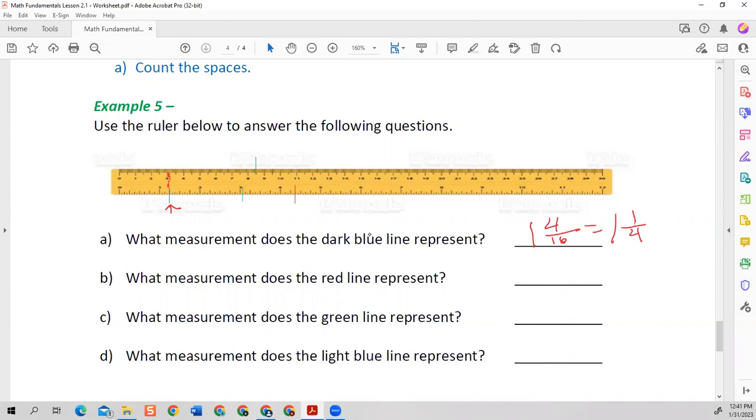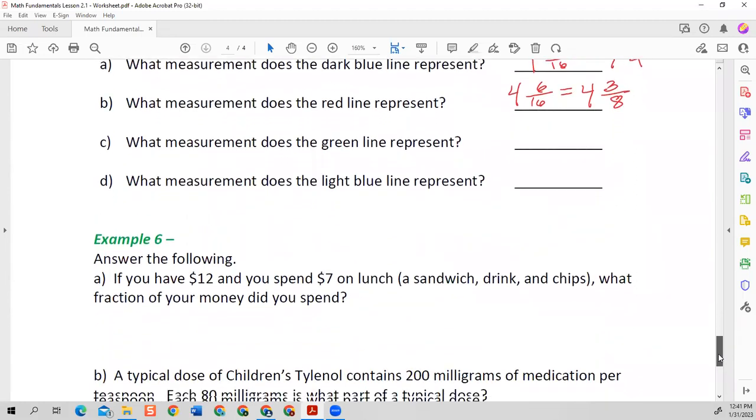Okay, what measurement does the red line represent? So here we go. Our whole number is 4, and we scooted over 1, 2, 3, 4, 5, 6, 6/16ths. This will reduce by 2. 2 goes into 6 3 times. 2 goes into 16 8 times. So there's our answer. I want you to try C and D and just reach back out to me.